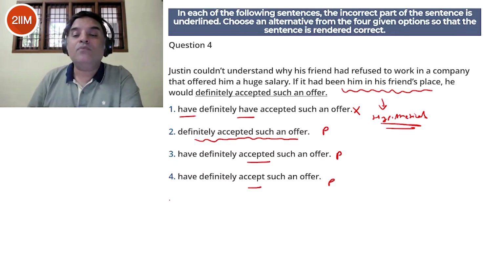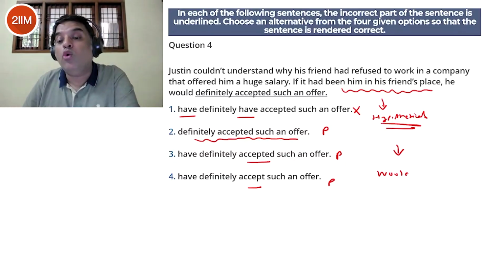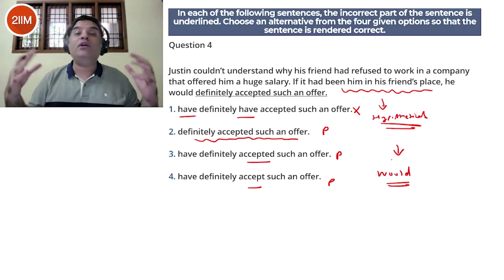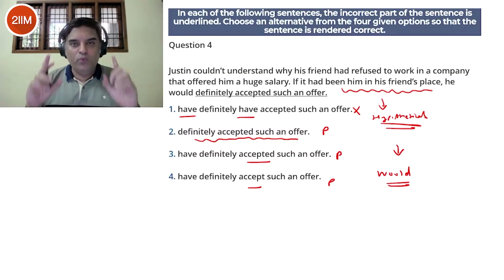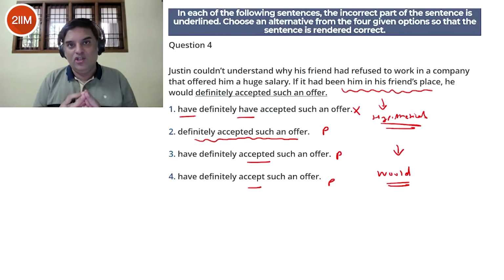Now, since we are talking about a hypothetical situation, we will typically use would. Not always, but in this case, since we're talking about a hypothetical situation, we will use would. That is the construction we follow in English. So would definitely has to be there. And the good thing is that would is given to you in the question itself. So understand it's there because of the hypothetical situation.